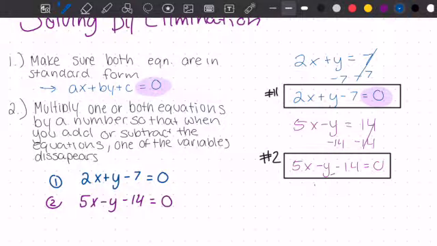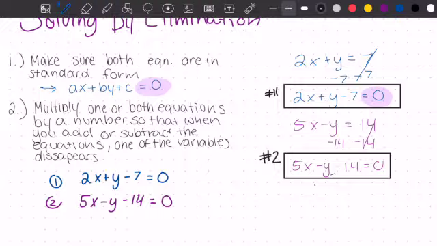What I'm going to check for when I look at these two equations is that if I add or subtract them from each other, one of those variables will disappear. So let's check addition first, because addition is always a little bit easier than subtraction. If I add 2x plus 5x, am I getting rid of my x variable? 2x plus 5x, does that equal 0? No. So that one I'm not getting rid of through addition.